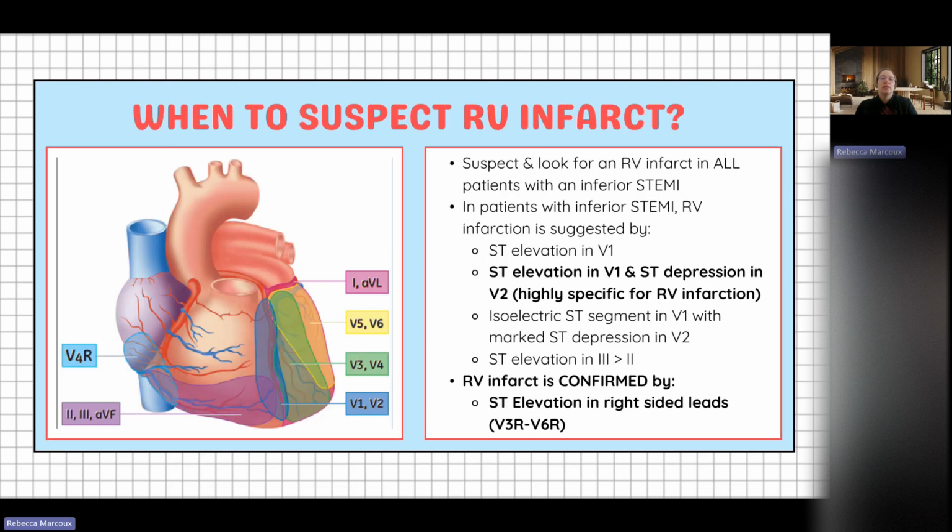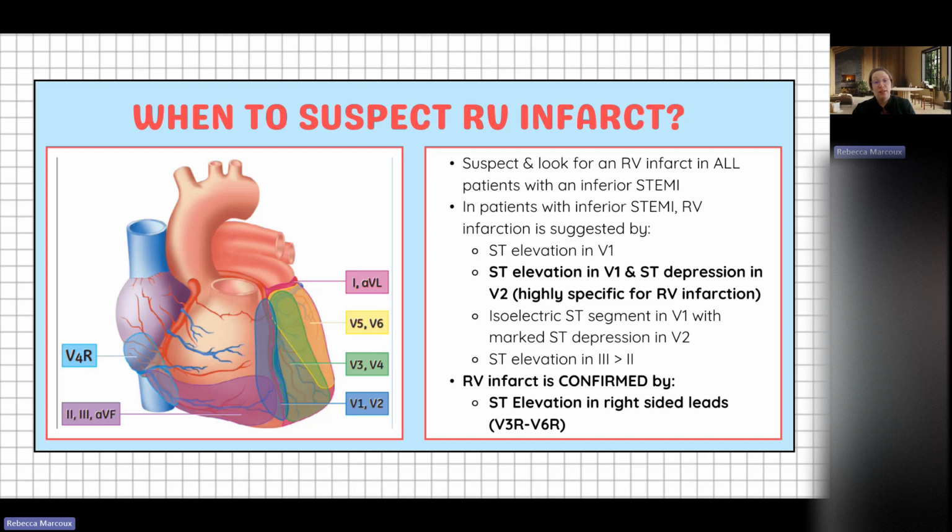So when to suspect an RV infarct? Generally speaking, a really easy thing to remember is if a patient has an inferior STEMI, you can always check them for an RV infarct. More often than not, patients with an inferior STEMI will also have an RV infarct. So in my head, that's what comes best to me. I see an inferior STEMI, I want to check for right-sided RV infarct.